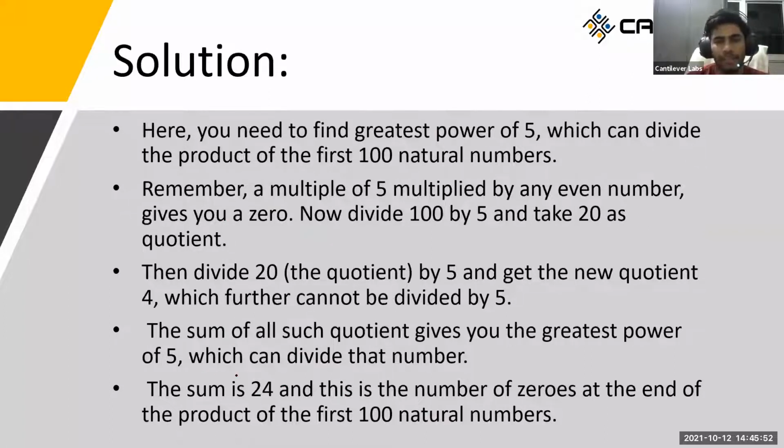That is, 100 divided by 5, we'll have 20. Then 20 divided by 5, we'll have 4. So if we add 20 and 4, the sum is 24. So the number of zeros at the end of the product of the first 100 natural numbers would be 24 zeros.